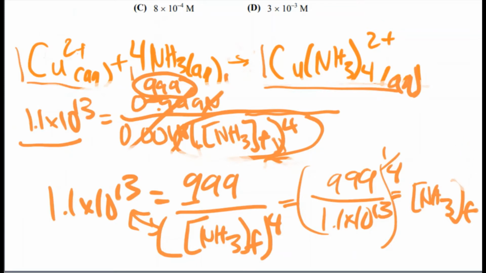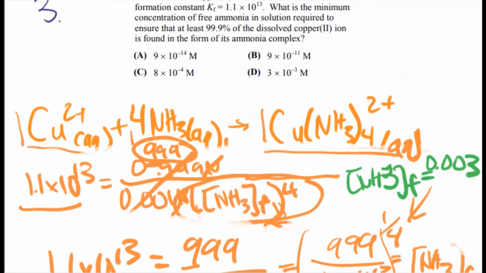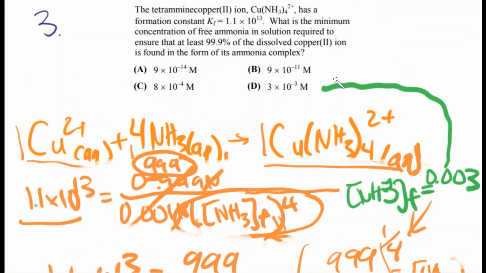and I have to simply chug that into my calculator to calculate the free ammonia concentration. So 999 divided by 1.1 times 10 to the 13, and we take that to the 1/4 power, and I get that the free ammonia concentration, which I will do in green, is going to be equal to, let's see, 0.003. So which answer choice works? Well, 0.003 is D. So D is our answer for number 3.